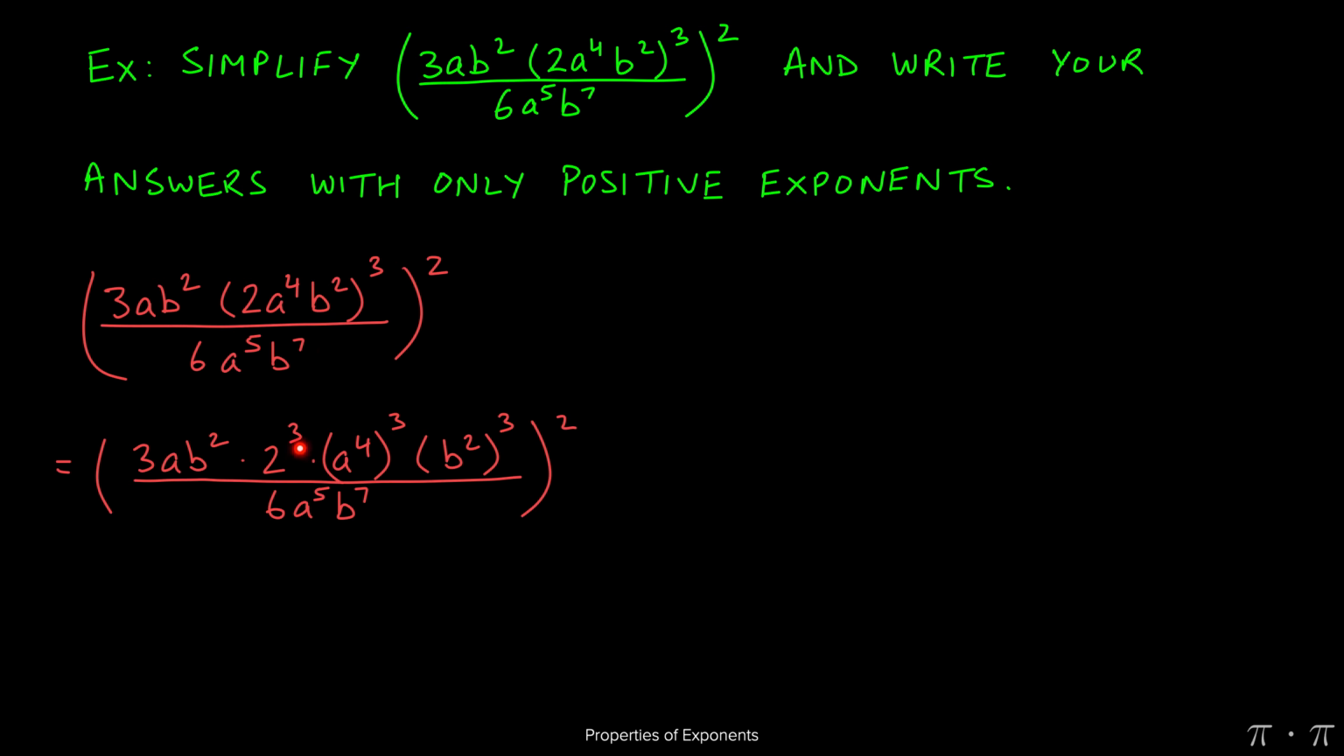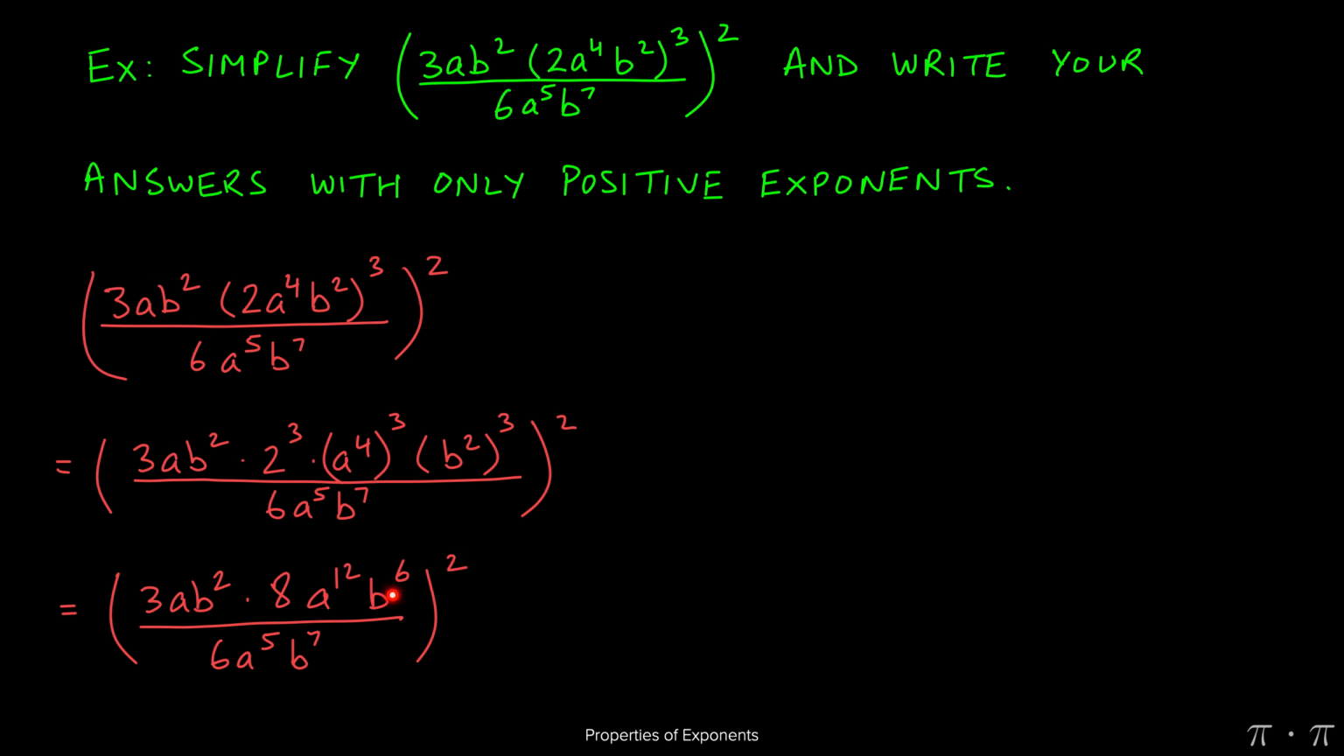Now 2 cubed is 8. When we have a power raised to another power, we multiply the two powers together. So this expression turns into 3ab squared just comes along. The denominator comes along. 2 cubed turns into the 8. A to the 4 raised to the third turns into a to the 12th because we multiply the two exponents. B squared raised to the third turns into b to the sixth. Again, we're multiplying the two exponents. All of this is still being raised to the second power, so that comes along.